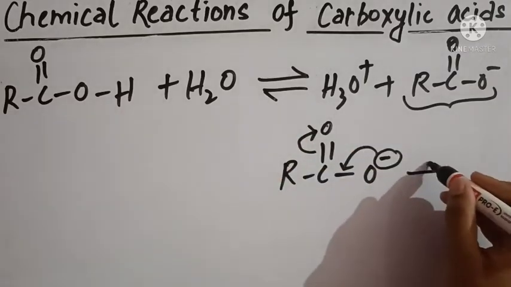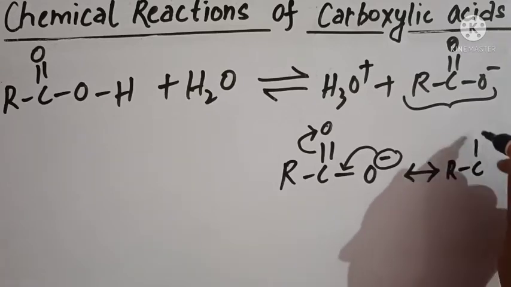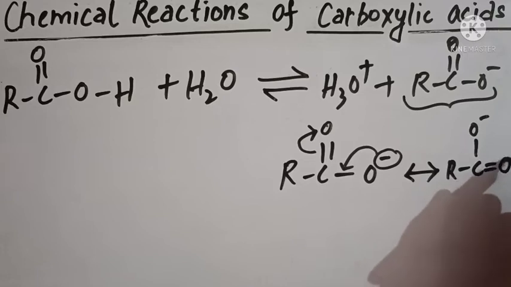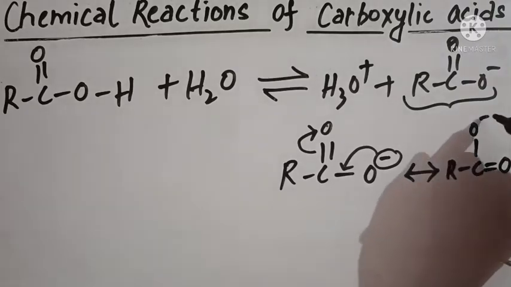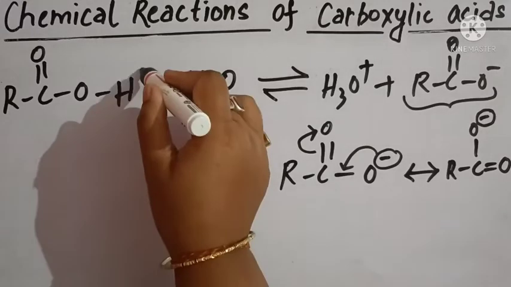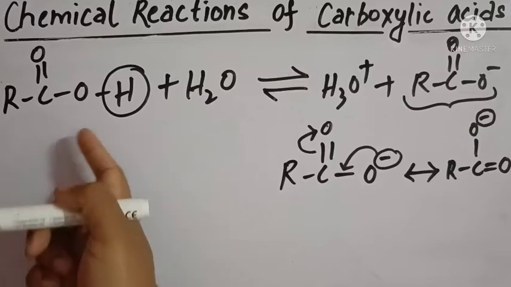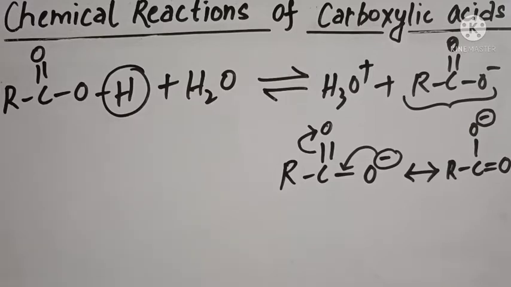So what will be the resonating structure of this particular ion? We can simply say that the carboxylate ion which will form after the removal of H plus ion will be resonance stabilized. So by looking at the resonating structure, we can say this proton is quite acidic, or the carboxylic acid can easily remove the proton from its compound.